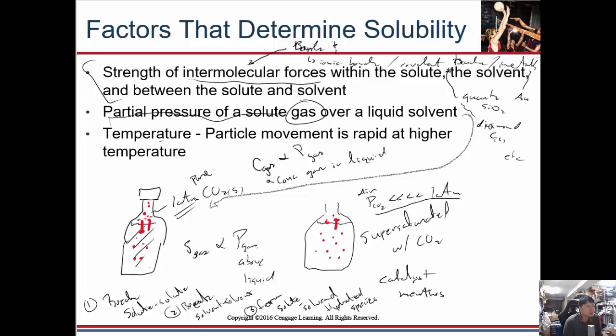And with temperature, the particles move more quickly. So for solid and liquid solutes, typically increasing temperature means increasing solubility, S. However, for gases, increasing temperature means decreasing solubility. And so the solubility should go down for gases.